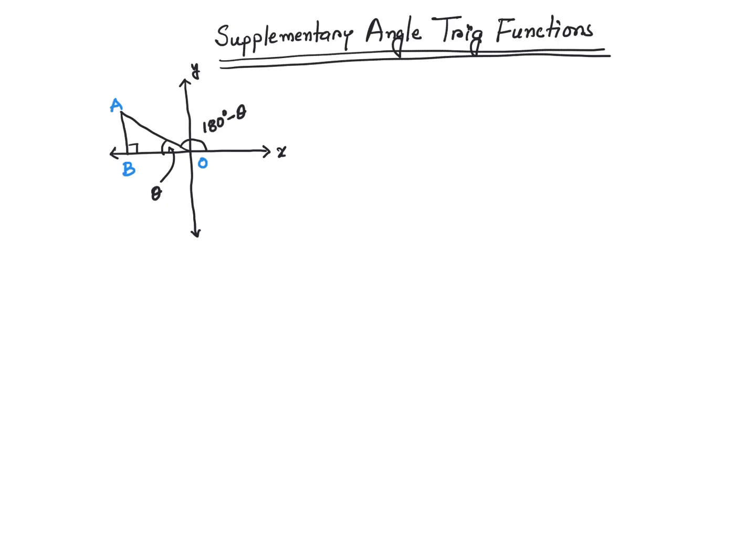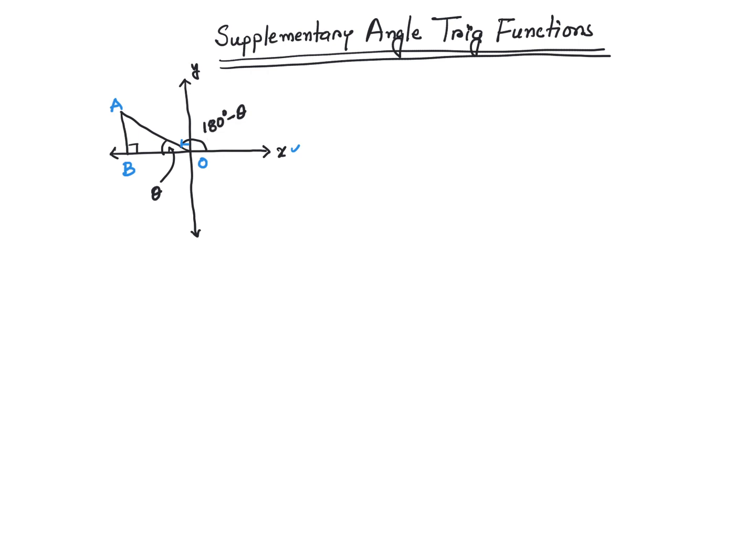In this video, I'm going to talk about supplementary angle trig functions. So I have the diagram here. Line segment OA started off aligned with the positive x-axis, and then it was rotated counterclockwise 180 degrees minus theta to land right here. We would like to form this triangle OAB, and we want to find out the sine of 180 degrees minus theta, the cosine of 180 degrees minus theta, and then from there on we could derive the others.